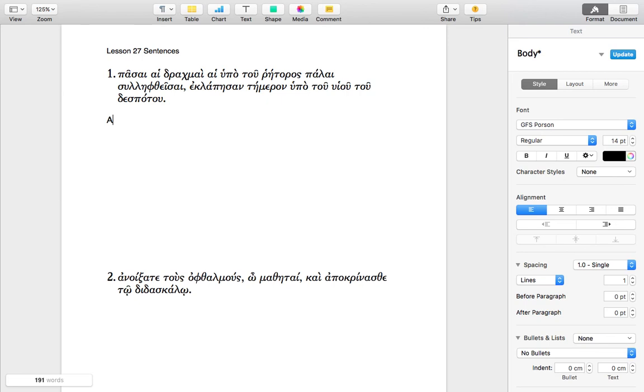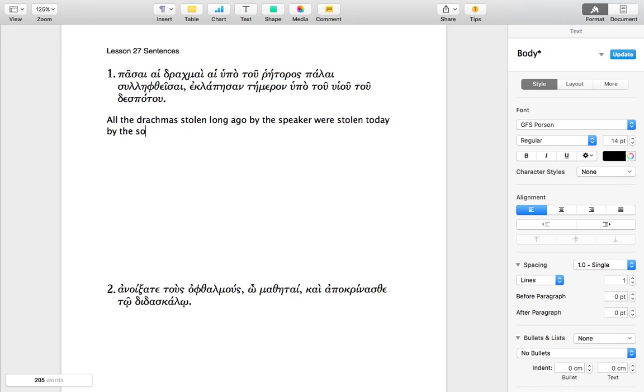So, all the drachmas, you could say something like, all the drachmas stolen long ago by the speaker, right? Which doesn't translate high here, but it just sort of treats it as obvious. So, all the drachmas, the ones stolen long ago by the speaker, were stolen today by the son of the master, or despot. So there you have it. That's pretty simple, other than this high here.